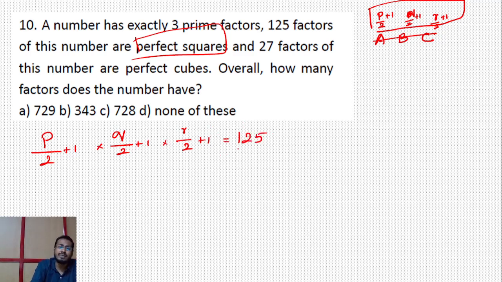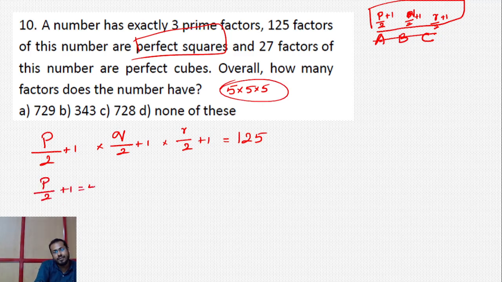When we get 125, I can take this as 5 into 5 into 5, because 3 prime factors are there. If I split it equally, 5 into 5 into 5, so I can write P over 2 plus 1 is equal to 5. Q over 2 plus 1 is equal to 5, and R over 2 plus 1 is equal to 5. Clear? Right, now one more step.